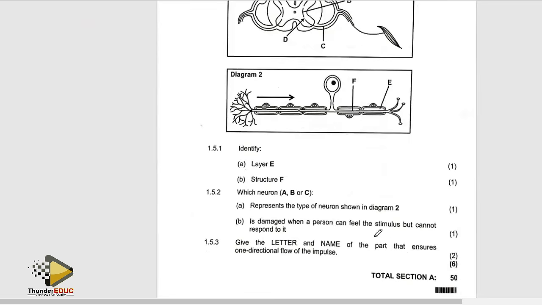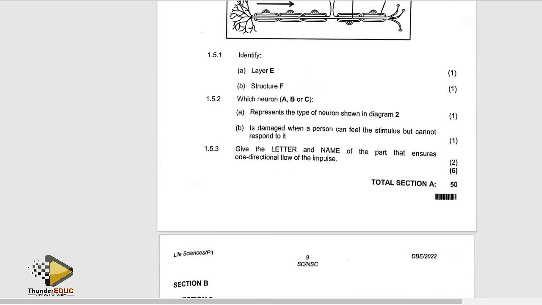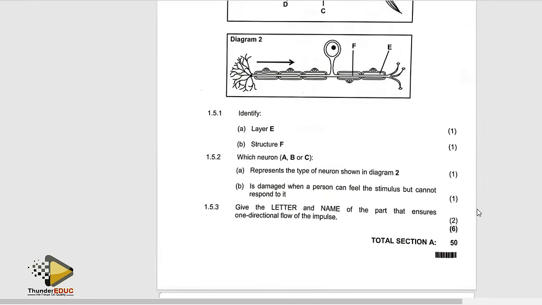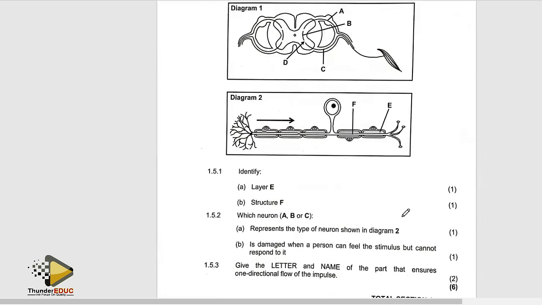They're saying that if damaged, a person can feel the stimulus but cannot respond, it means that the sensory neuron is working. That's why you are able to feel, but the motor neuron cannot work. That's why you can't respond. For example, when you're going to remove a tooth, the doctor injects you and you don't feel pain, but if the doctor asks you to open the mouth, you're able to open it. It means you don't feel the pain, but you can respond with those muscles. So the answer is C, which is the motor neuron.